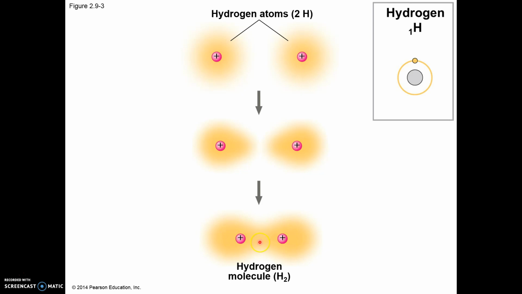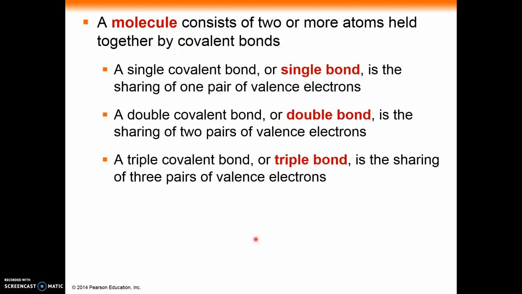This links these two atoms together, and it forms something very stable. Okay, we call this stable thing a molecule. Okay, so a molecule consists of two or more atoms held together by covalent bonds. And again, these covalent bonds are very strong.